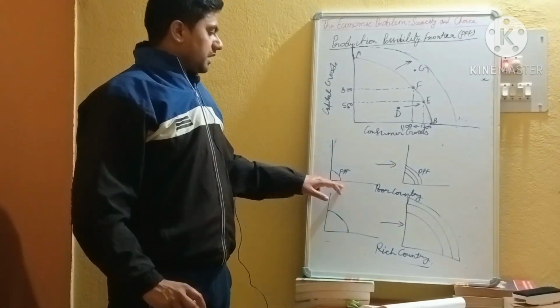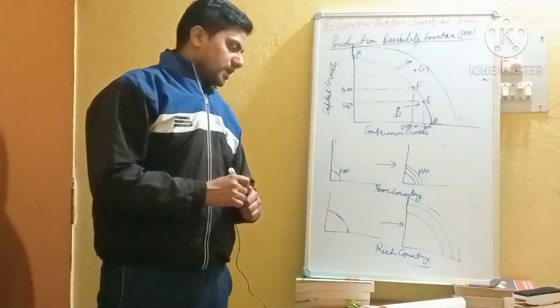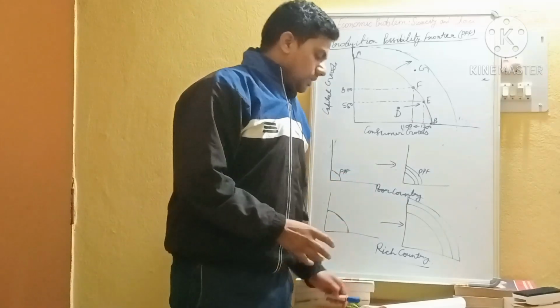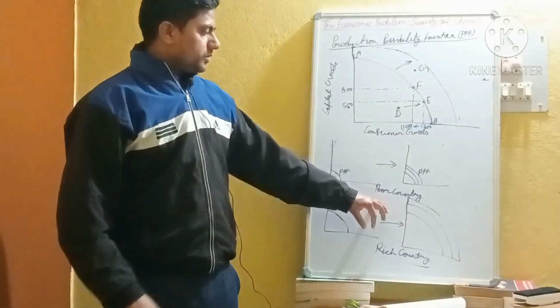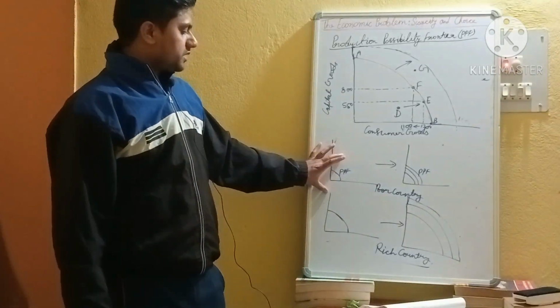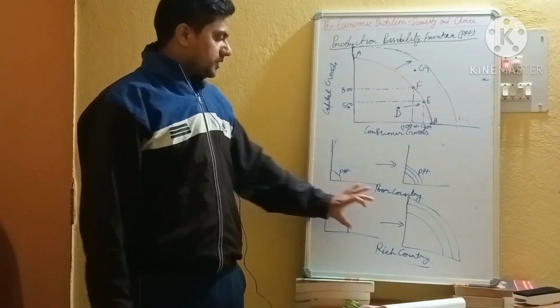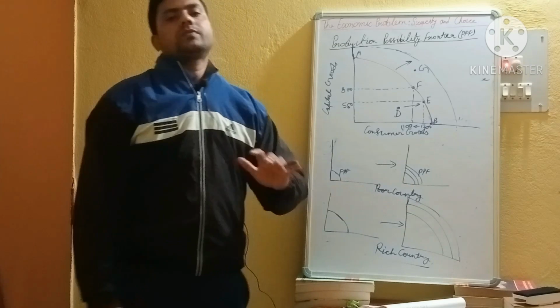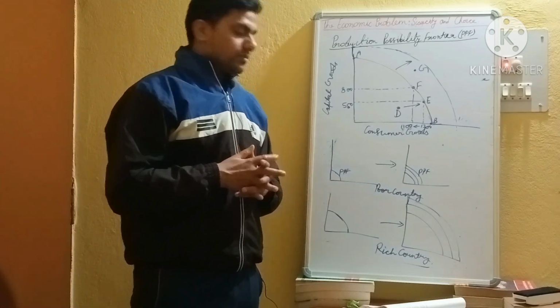So that's what happens. Economic growth is happening in the poor country also, and in the rich country also. But generally, research has shown that in the case of a poor country, the expansion of the production possibility frontier is much less as compared to the expansion of the production possibility frontier of a rich country. So that's all about the production possibility frontier.